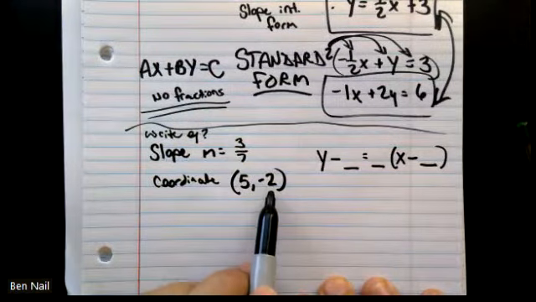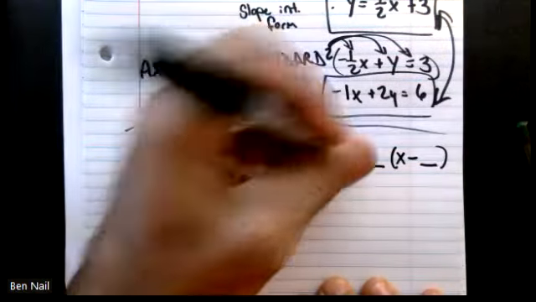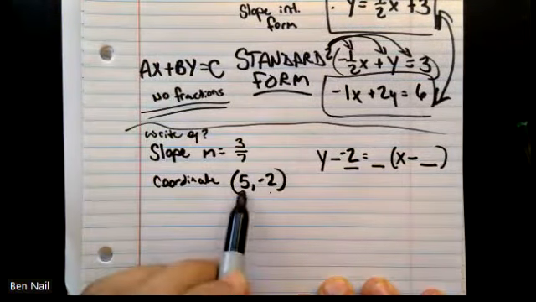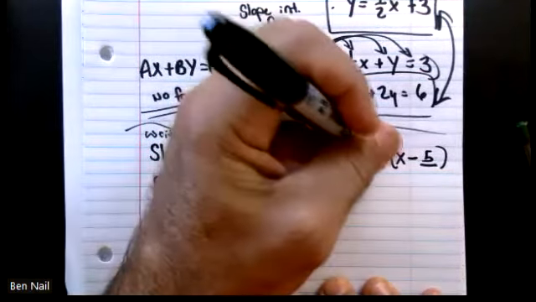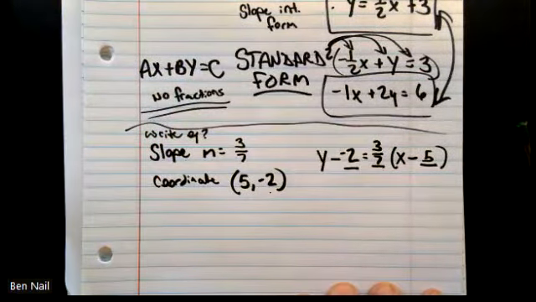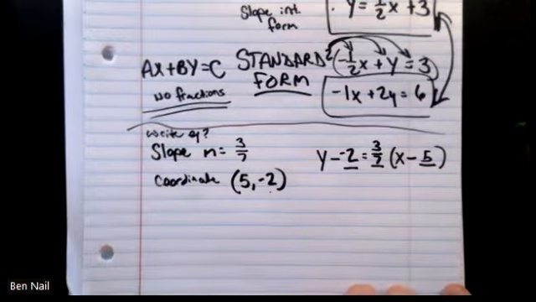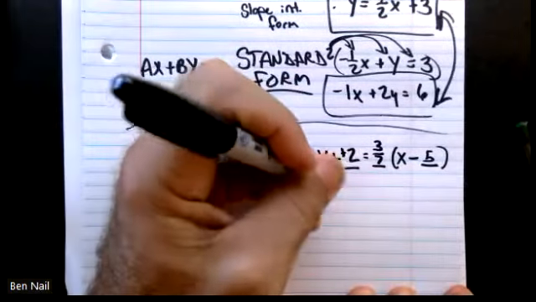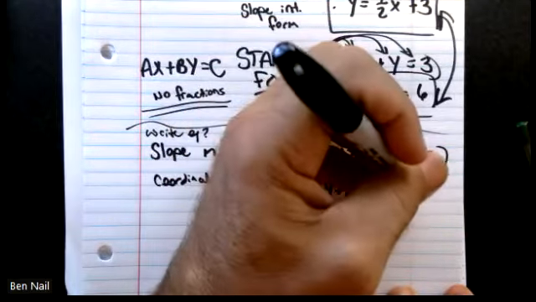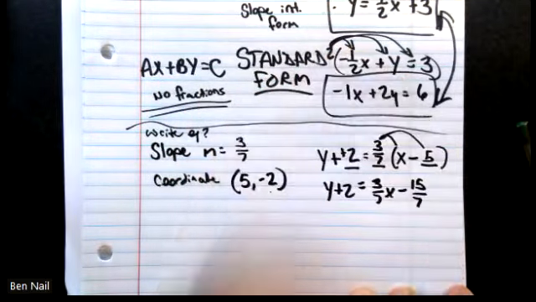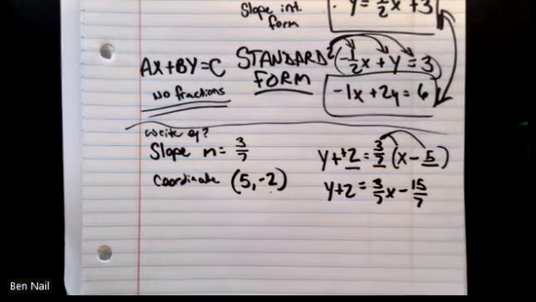And I'm just going to plug my stuff in. So my y is -2. My x is 5. My slope is 3/7. Okay, again, if I want to get y by itself, subtracting a negative is adding. Distribute. 3/7 times -5 would be -15/7.